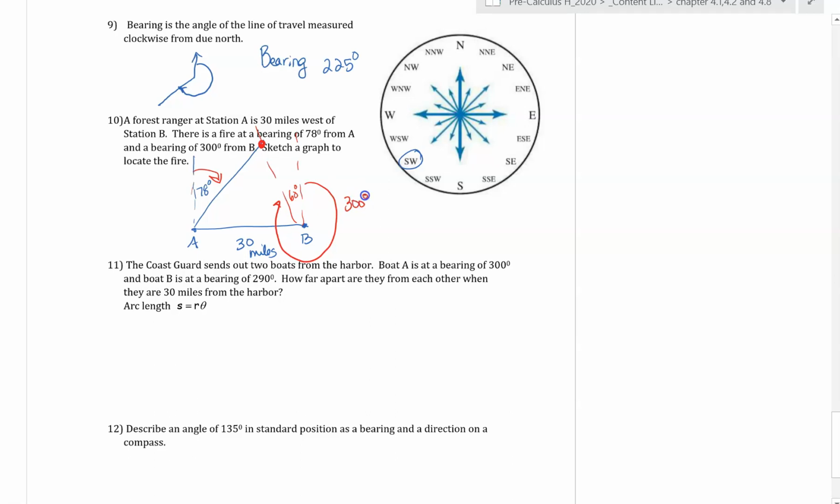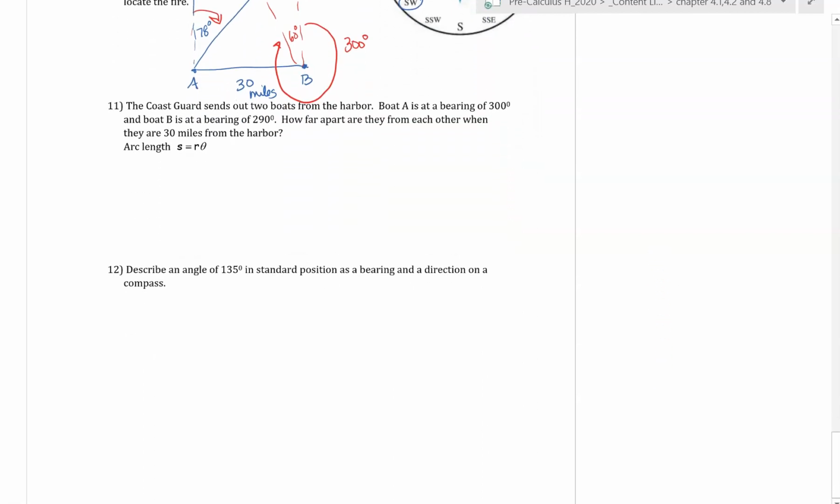Okay, for number 11, it says the Coast Guard sends out 2 boats. Boat A is at a bearing of 300 degrees, and boat B is at a bearing of 290. So here's your harbor. If you go 300 degrees, that angle would be 60. There's boat A. And 290 degrees, I'll get a different color, would be right about here. Notice the angle in between them would have to be 10.